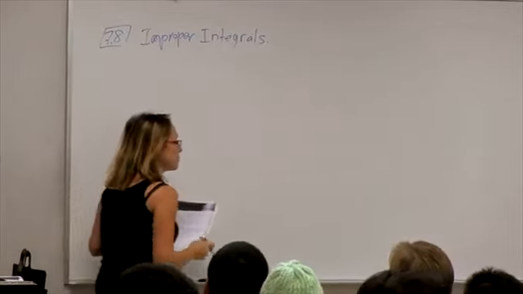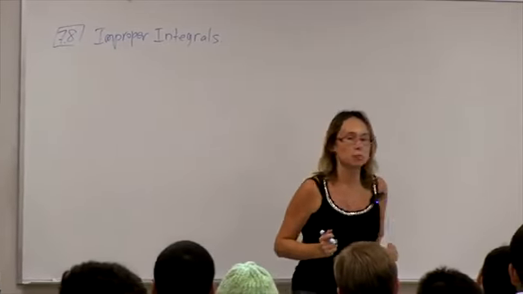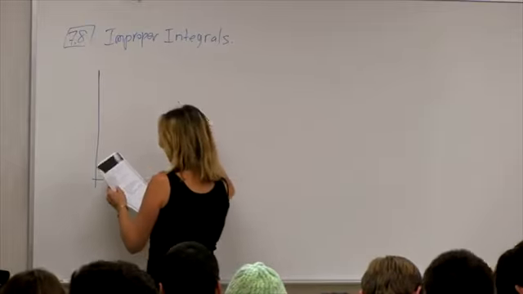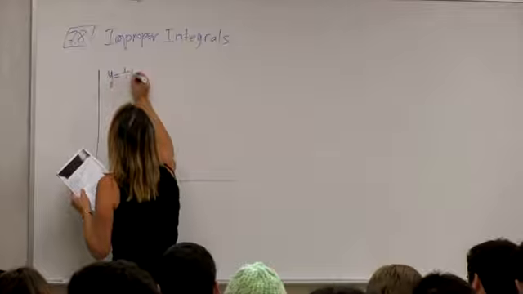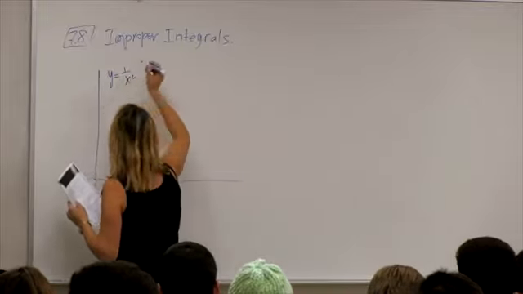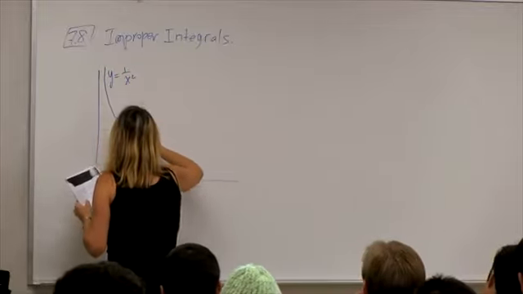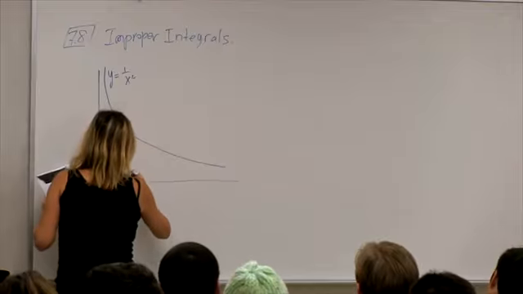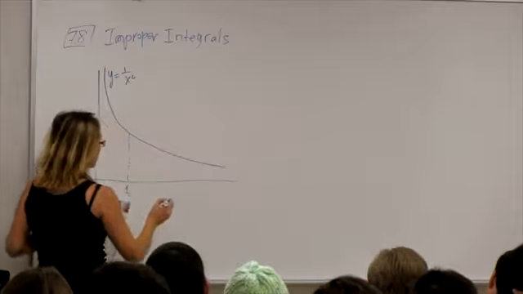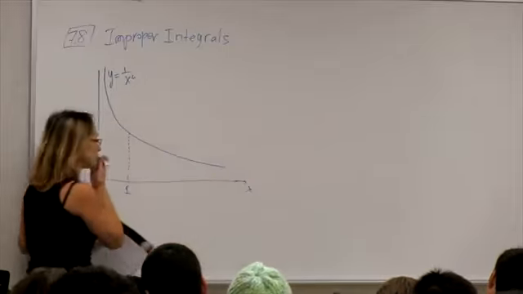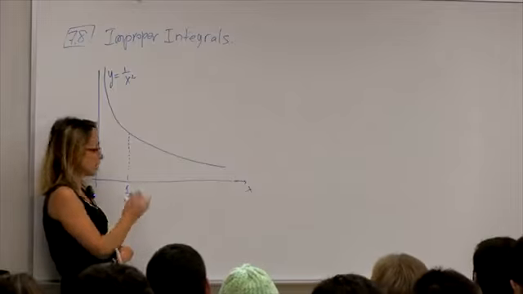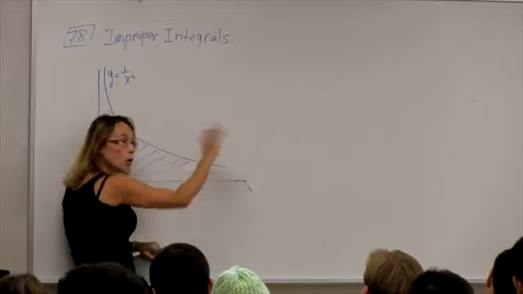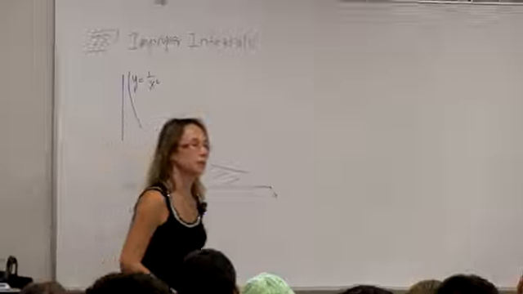So to motivate, I pose the following problem. Let's consider a curve y equals 1 over x squared. Obviously, it blows up at 0, but let's start at 1. And let's try to calculate the integral, or the area rather, under this curve from 1 all the way to infinity.